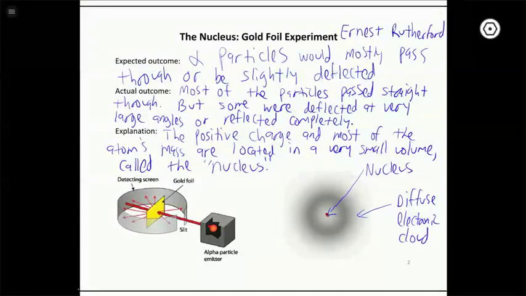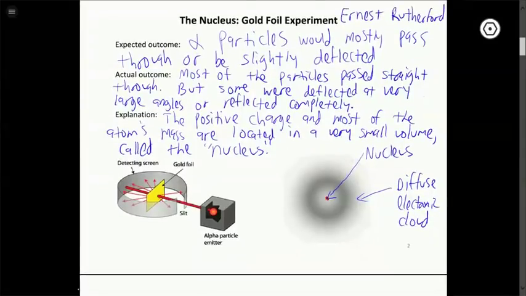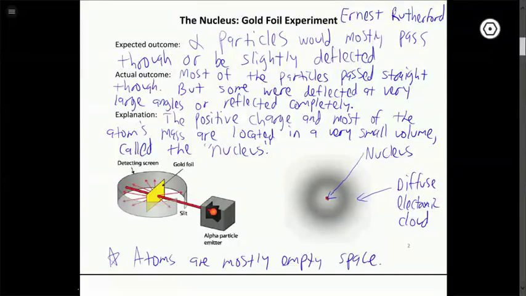Another way to think about the results of this experiment, which were a surprise at the time, is that atoms are mostly empty space. The size of the nucleus is extremely small compared to the whole size of the atom, and the electrons are sort of all buzzing around within this cloud at very different locations. So at any given time, the vast majority of the volume of an atom is completely empty.